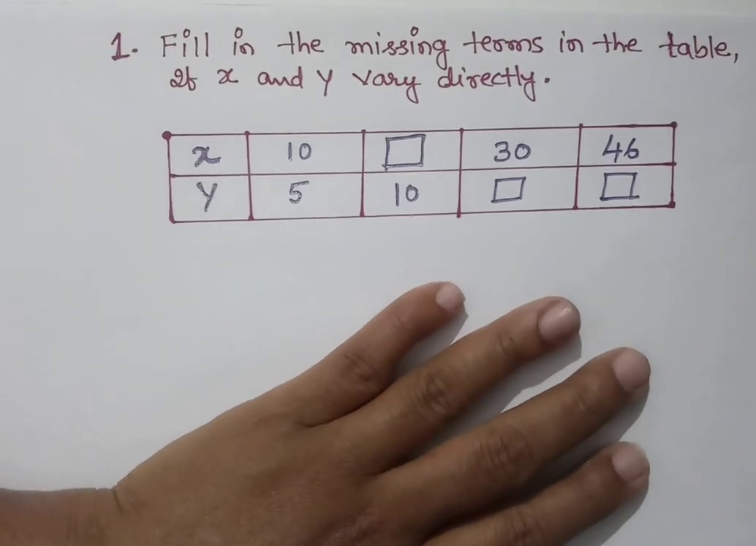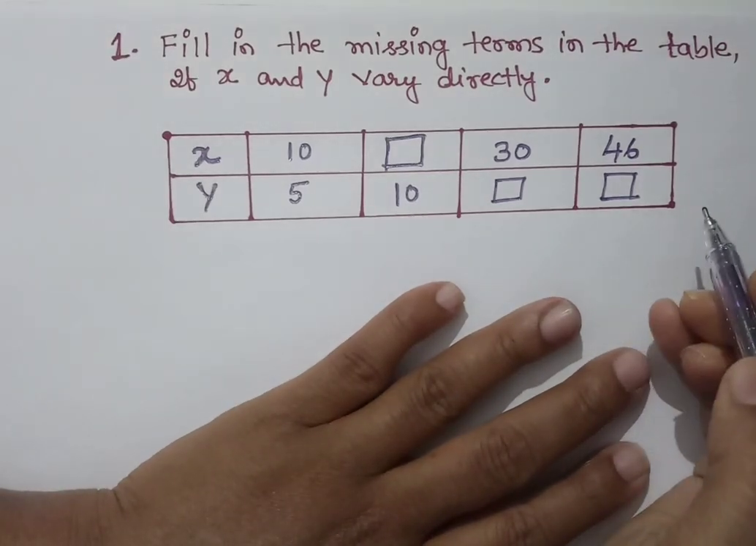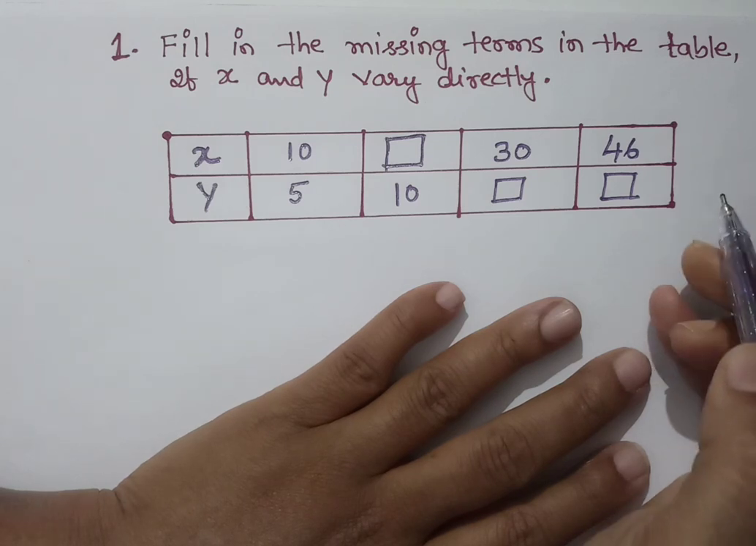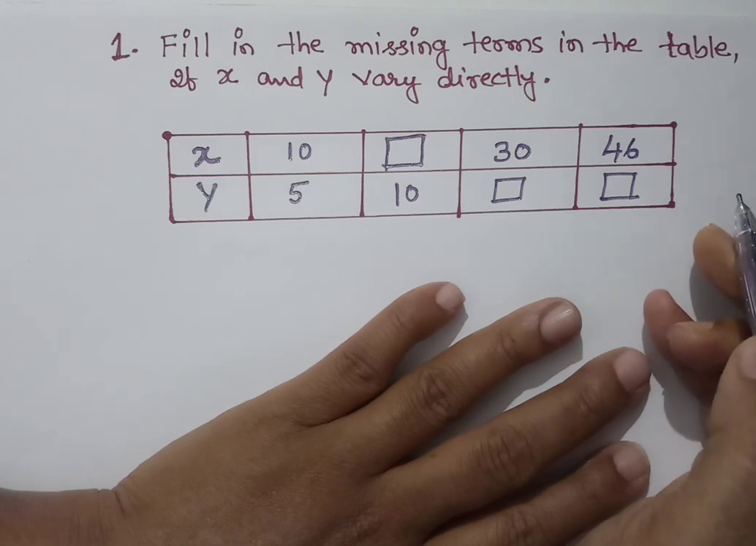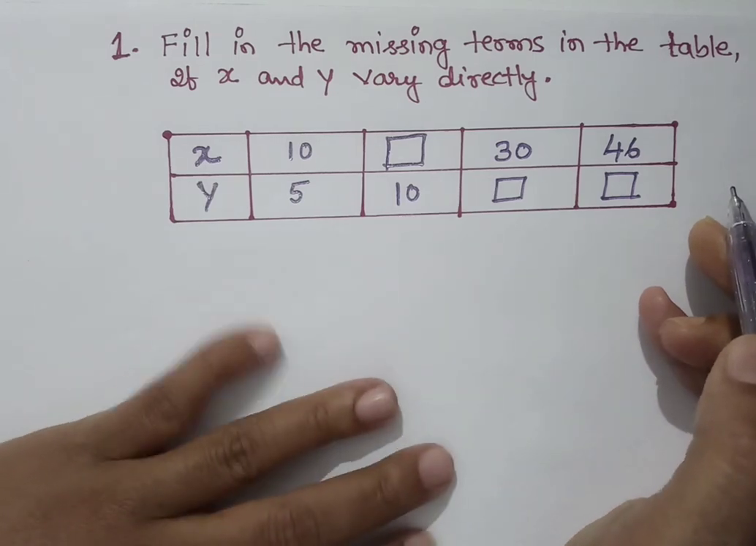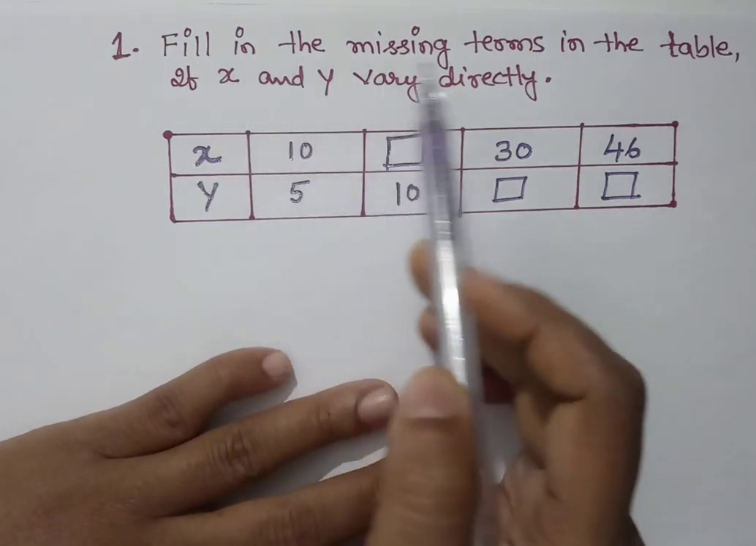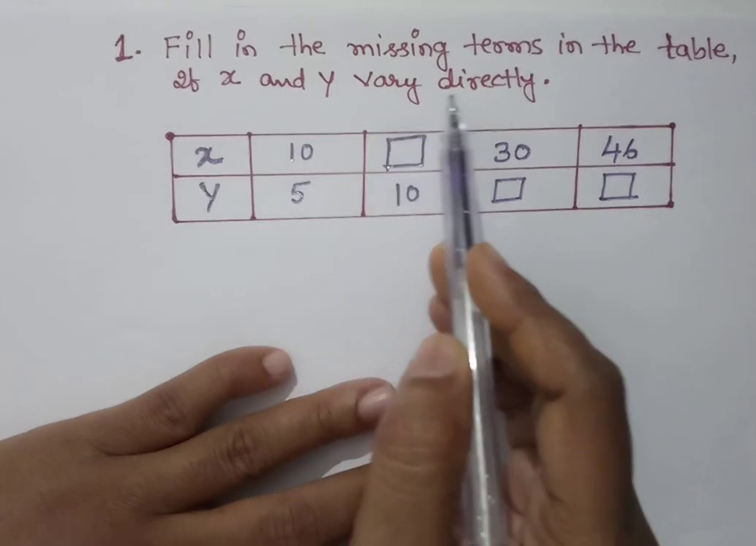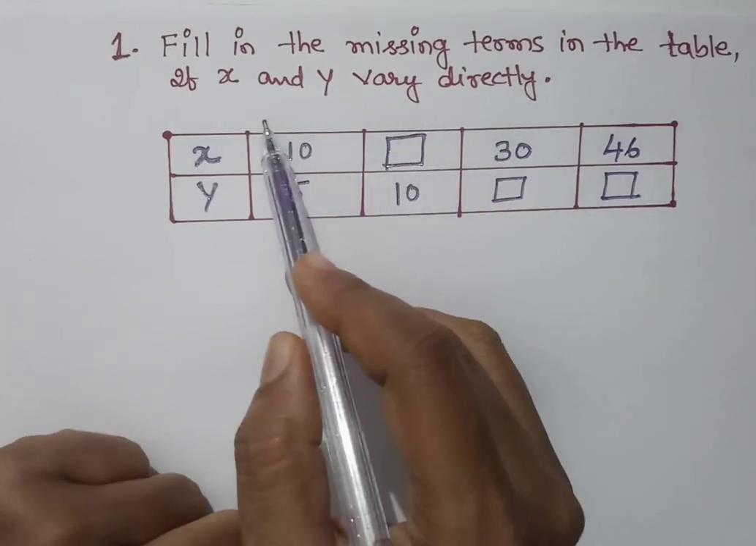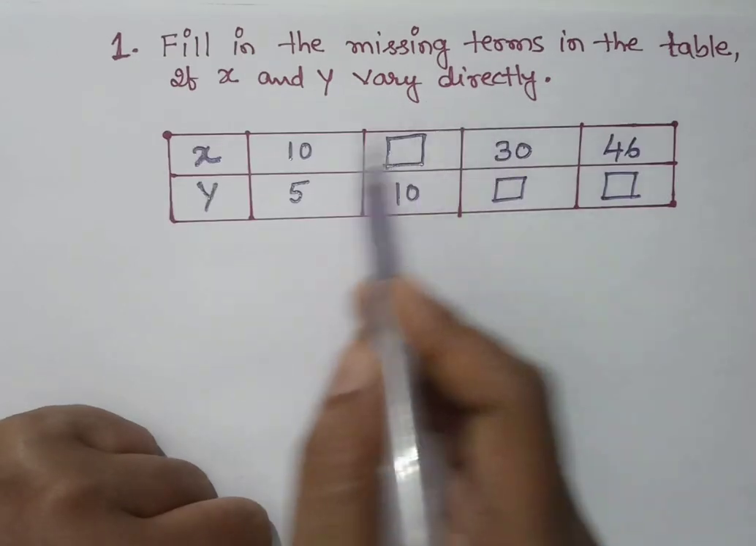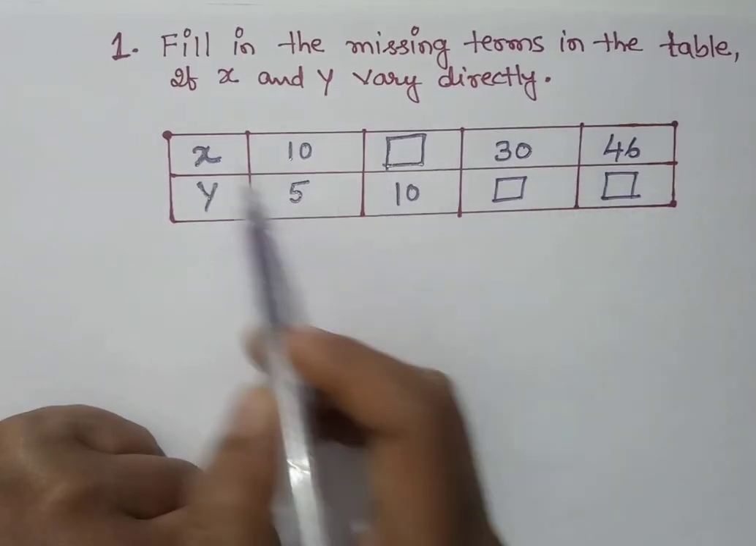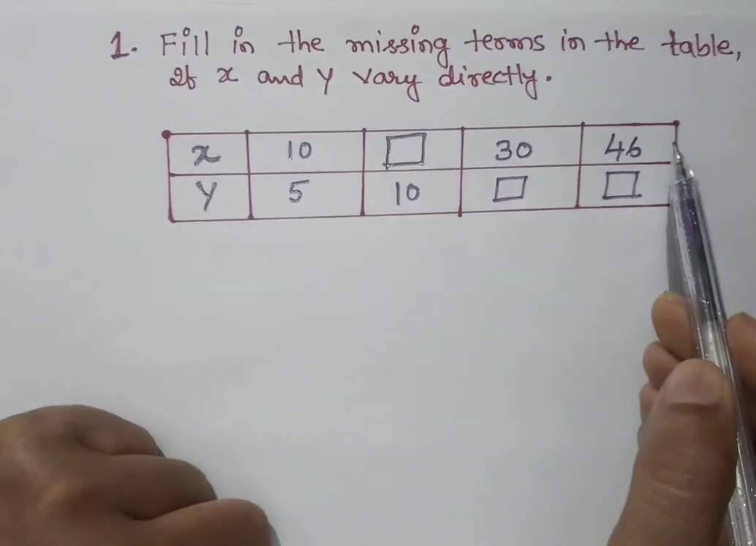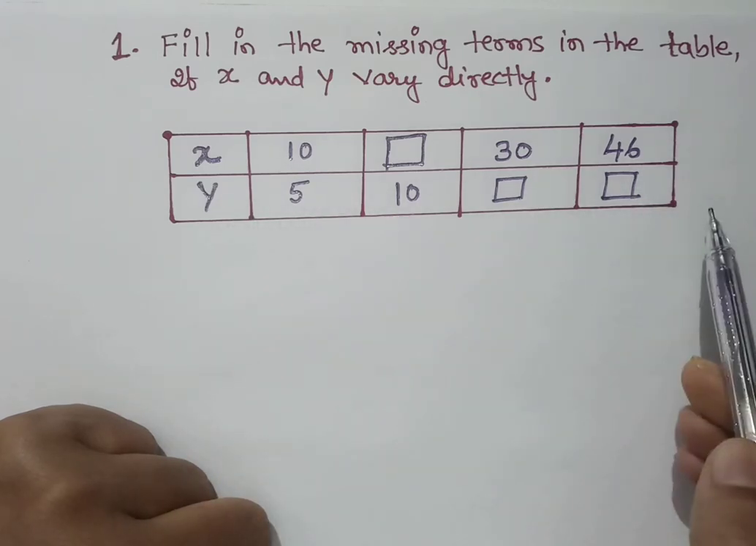Children, this question is from direct and inverse variation, standard 8. Let us read this question first. Fill in the missing terms in the table if x and y vary directly. X and y vary directly and the table is given. X in one row and y in one row.